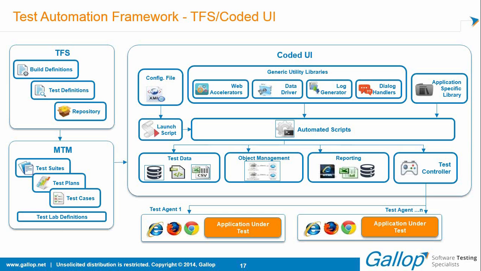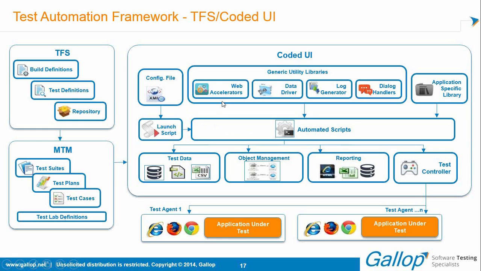So by combining all these components and all the features of Microsoft, this is how we have come up with a framework. As you can see here on the left side top, in TFS we will have the build definitions, test definitions, and repository. MTM will have all the testing-related artifacts, so test suites, plans, and test cases, and it will also hold the lab definitions, which we'll see live.